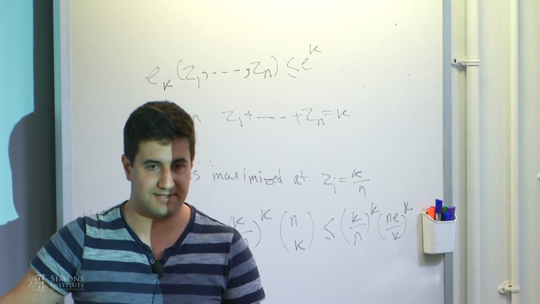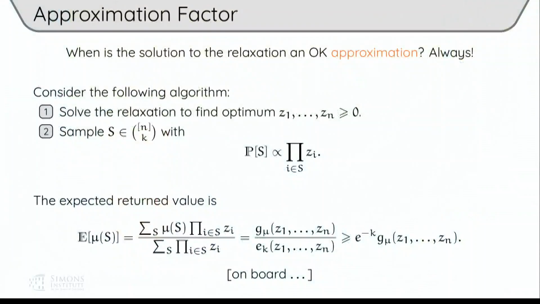Using complexity theory assumptions, we know that at least for the determinant case, you can't get anything better than this, at least up to a constant factor in front of k. So the approximation is always good. So the question is now, can we actually compute the solution to this relaxation?